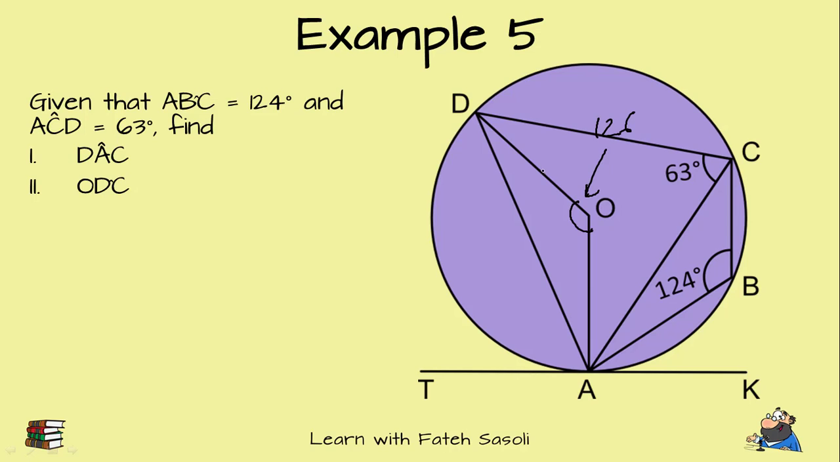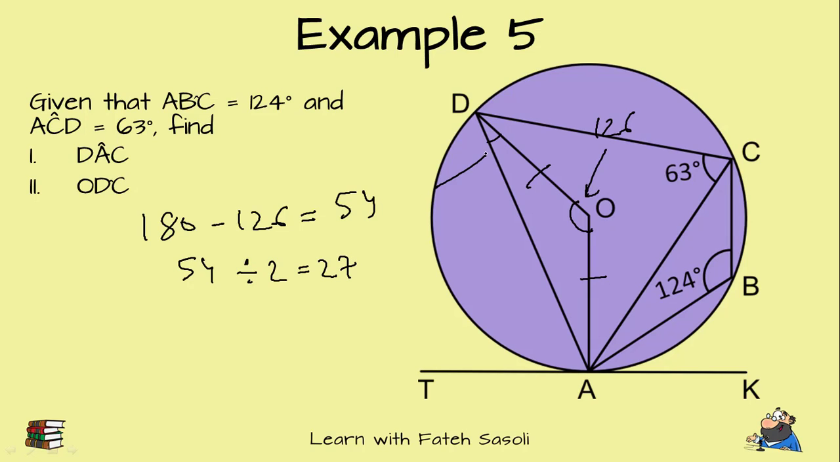And we see that line OD and line OA are radii of the circle, so they're equal in length and equal in angles too. 180 minus 126 will be equal to both these angles, which is 54, and 54 divided by 2 is equal to 27. So this internal angle over here was 27, and this angle over here is 27 too.